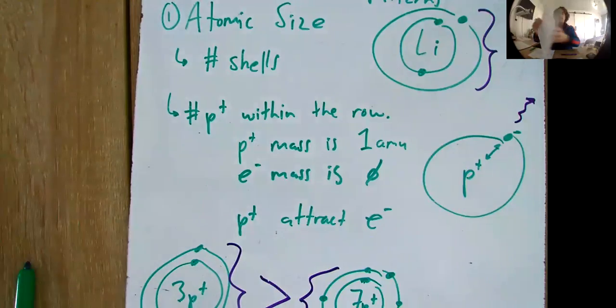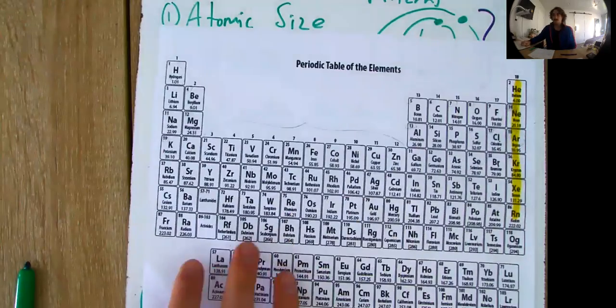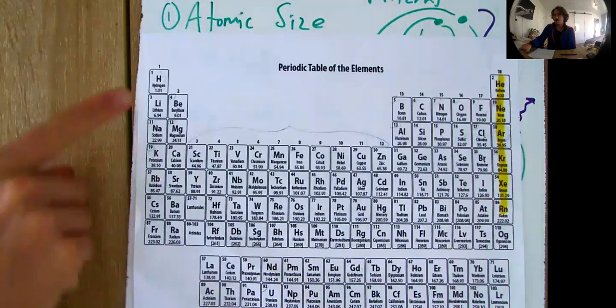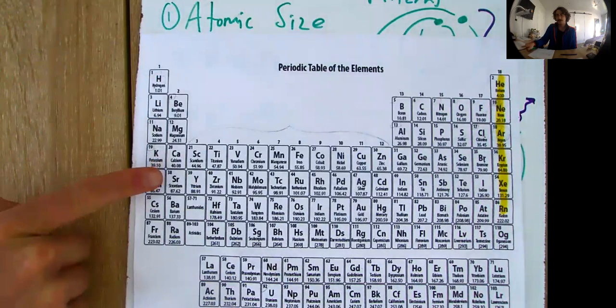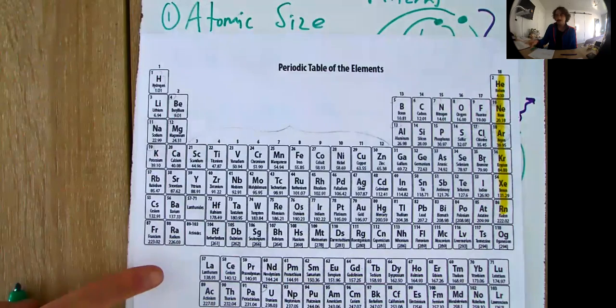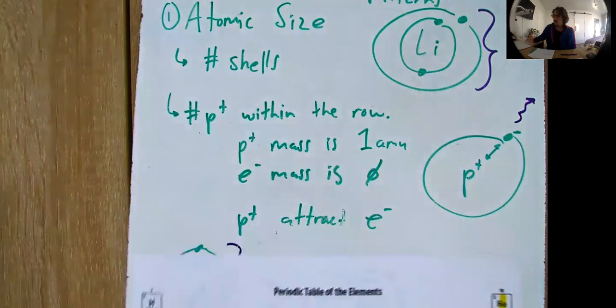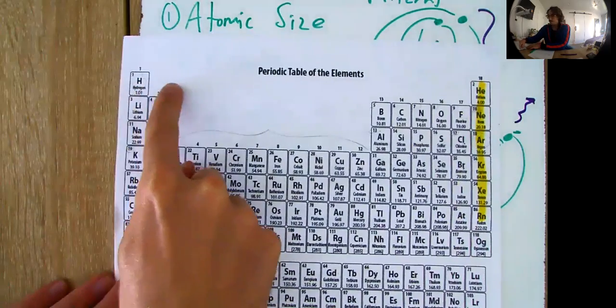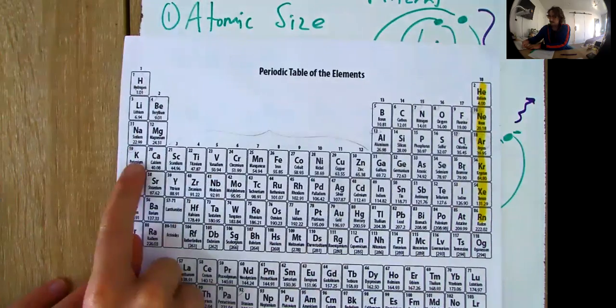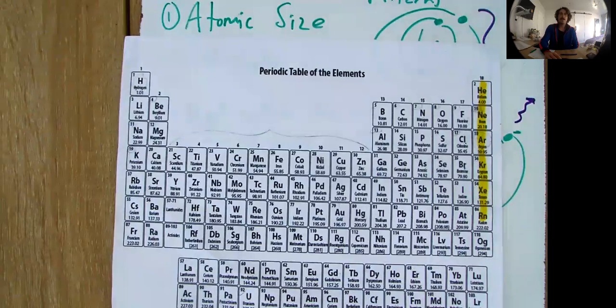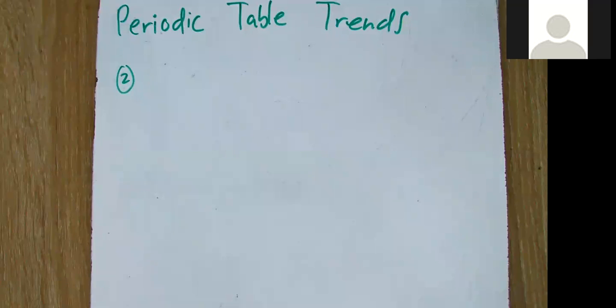So, looking at the periodic table, the trend or pattern that we see is that atomic size increases as you move down the rows because more shells are present. But within the row, the atomic size will decrease as you move from left to right. So the atomic size will decrease as you move from left to right, but it will increase as you move down in increasing shells.